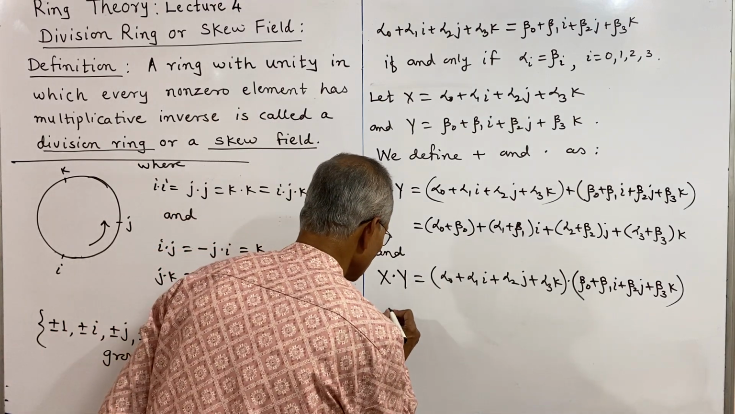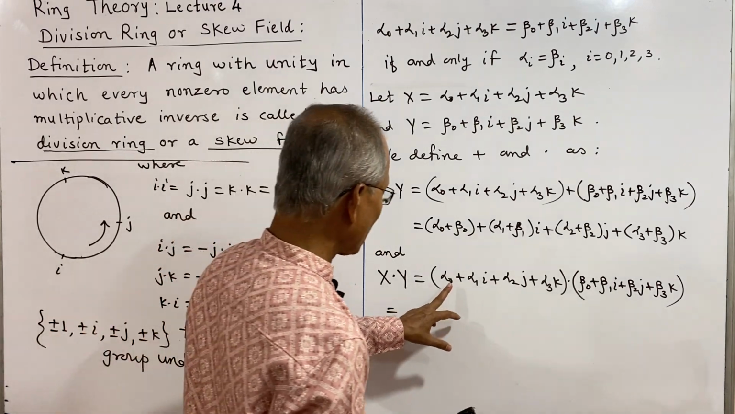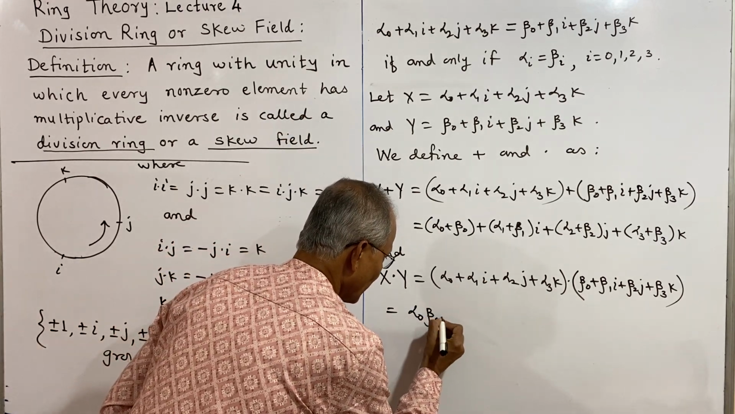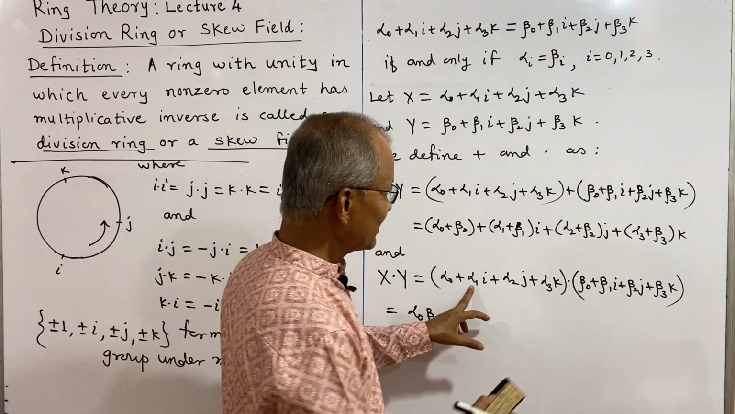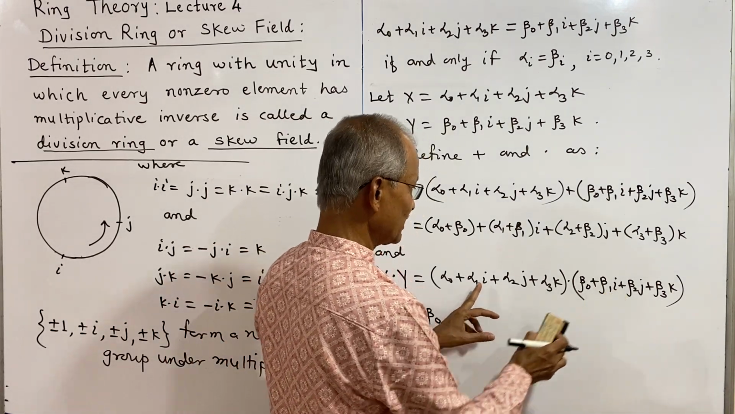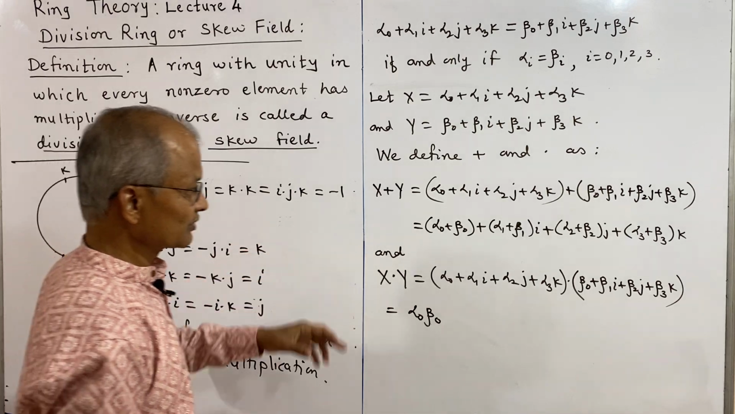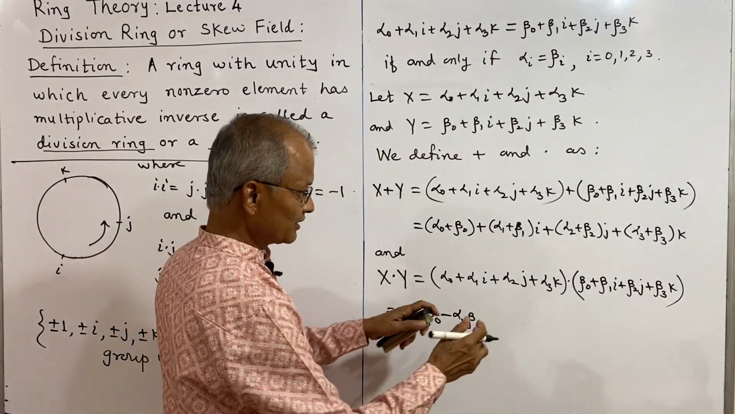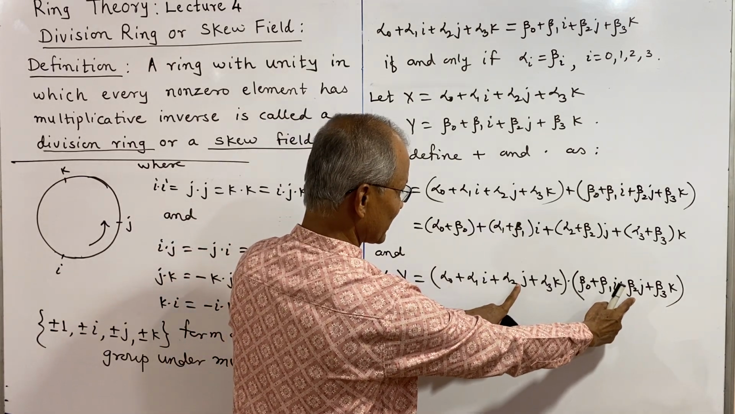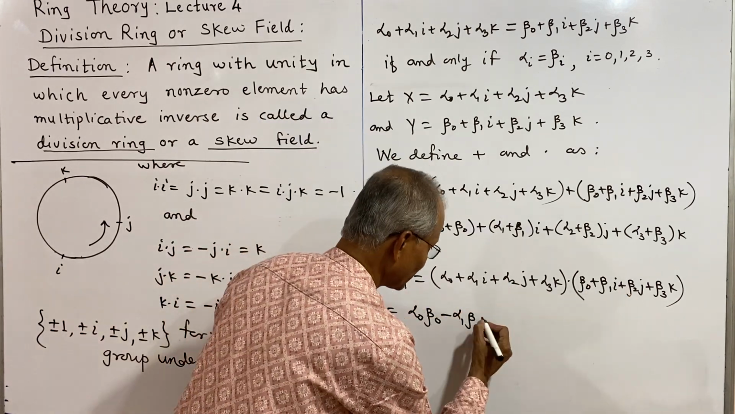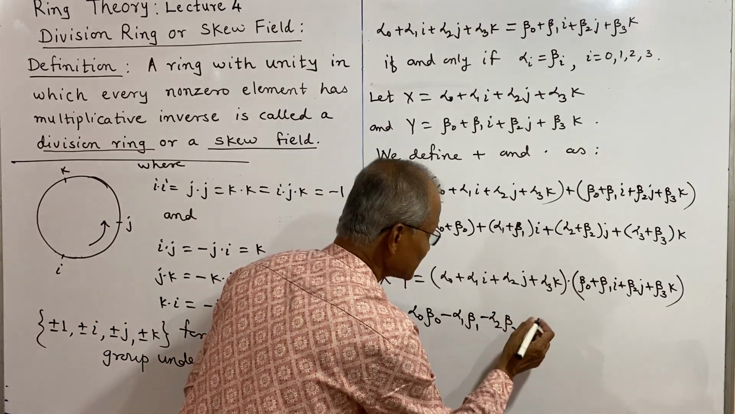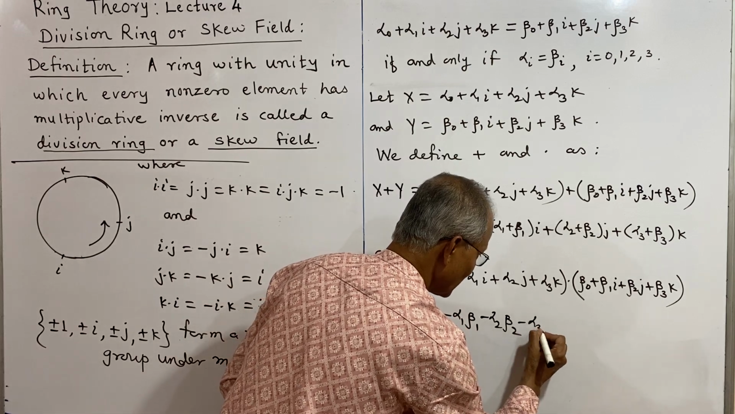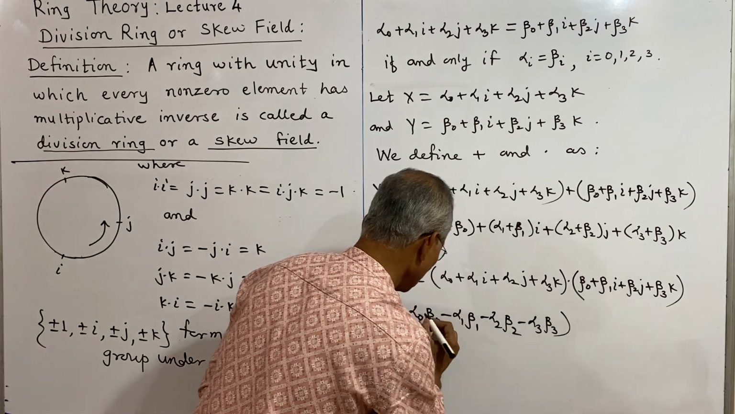That can be done now. See, we have alpha naught beta naught, the real part, that is the same. And now you see alpha 1 into beta 1, I dot I is -1, so that will be negative, minus alpha 1 beta 1. Similarly j dot j is -1, so negative alpha 2 beta 2, and similarly k dot k is -1, so negative alpha 3 beta 3. So that is the real part.